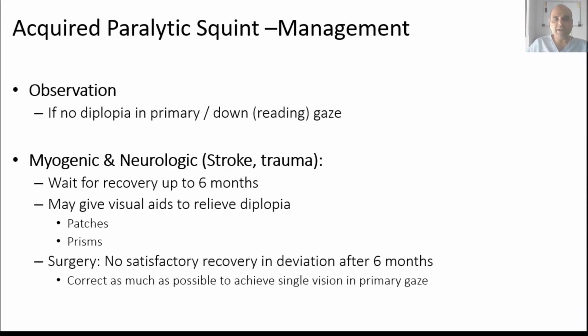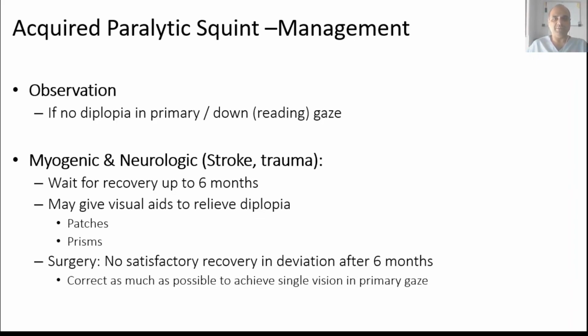For neurogenic and myogenic ptosis, we give up to 6 months for recovery, simply because this is the amount of time that the central nervous system may be able to recover post-stroke or post-trauma and get some of the functions back. Again, during this time, if there is any diplopia, you can give patching or prisms. Surgery if there is no satisfactory recovery after 6 months, and again, correct as much as possible to achieve single vision in primary gaze.